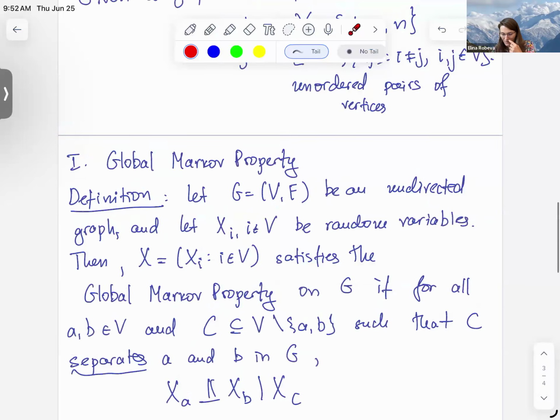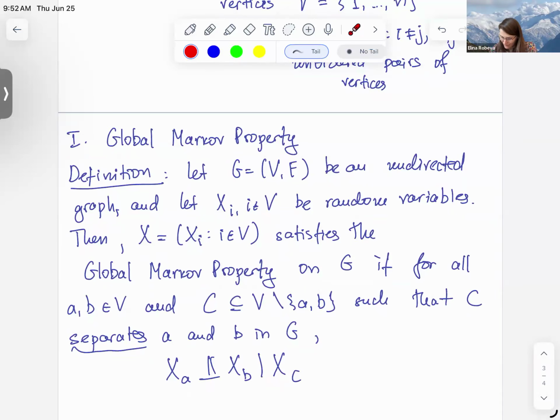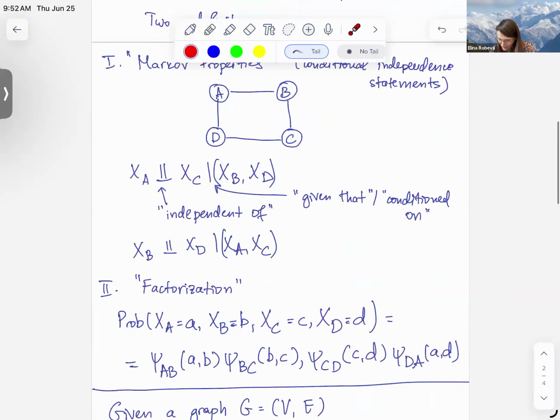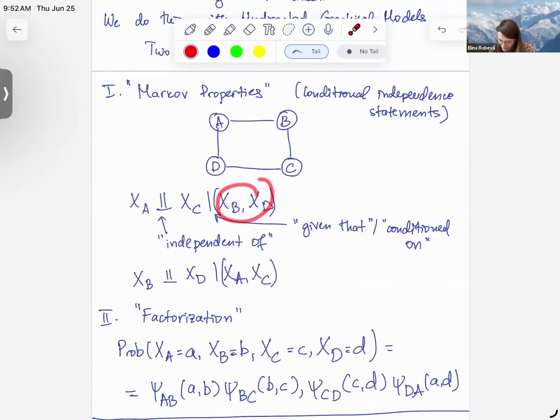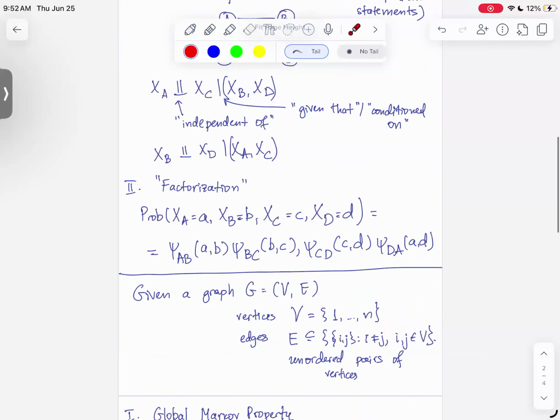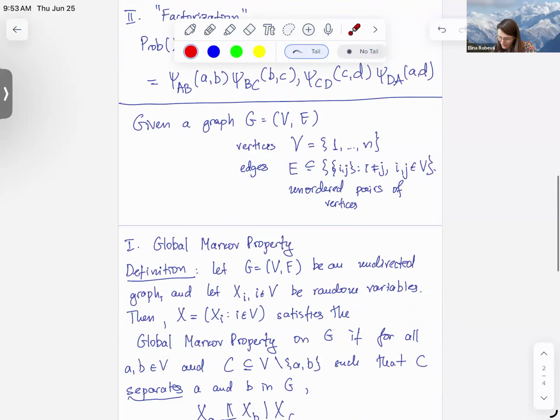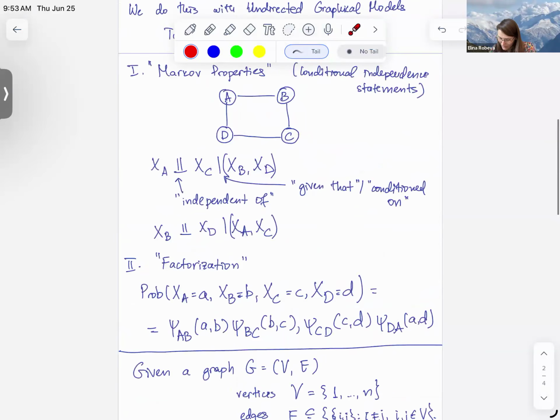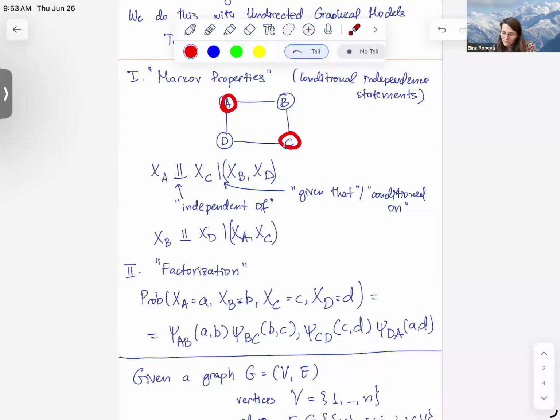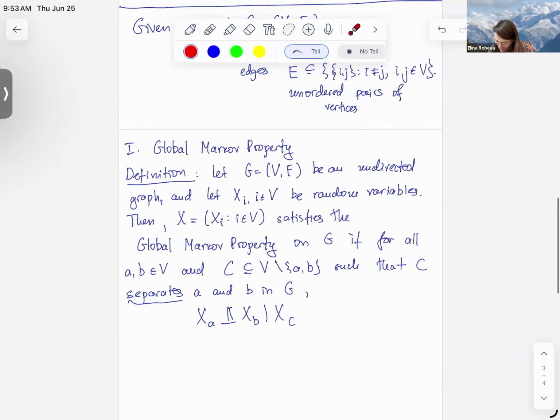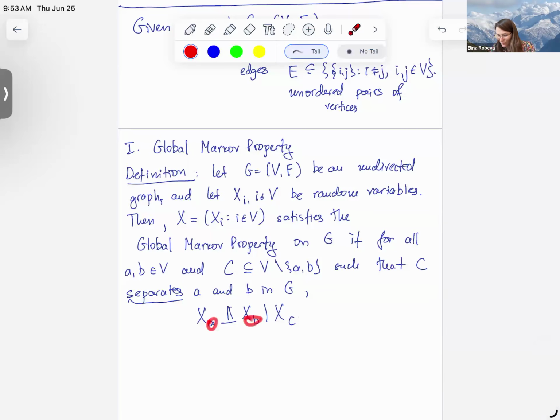So just like before, in our example here we had this, right, B and D? So the set would just be B and D. And what the definition says now is that you just pick two vertices, A and B, and you want them to be separated. So let's say we pick these two. They're independent, conditioned on a set that separates them in the graph. And what separates means is that every path from A to B has to go through C.